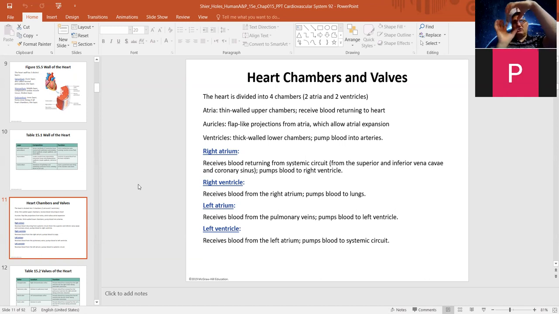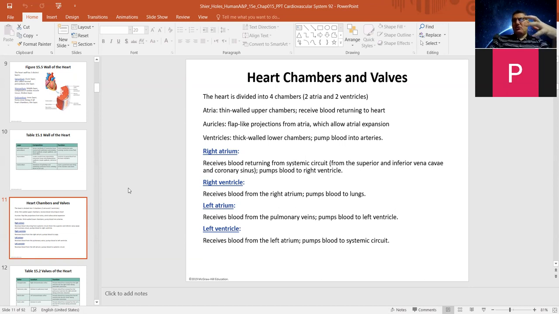But generally speaking, here's number 1. The 2 atria on top are thin-walled. The 2 ventricles at the bottom are thick-walled, but they are not exactly the same. The thick-walled ventricle, the left, is even thicker than the right. Okay? And I will explain it, why.